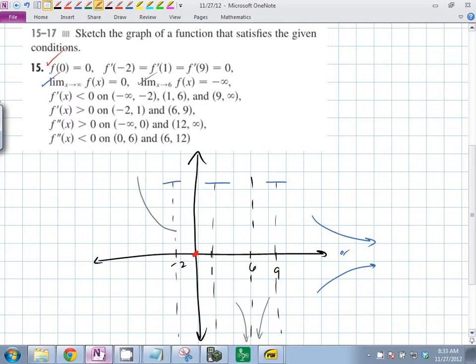What do we know happens at negative 2? It levels off. And where is it decreasing? From what to what? 1 to 6. 1 to 6. So let's say there it is right there. So we did this one and we did this one.